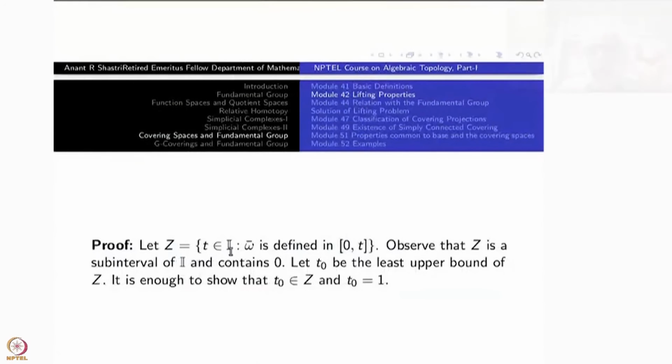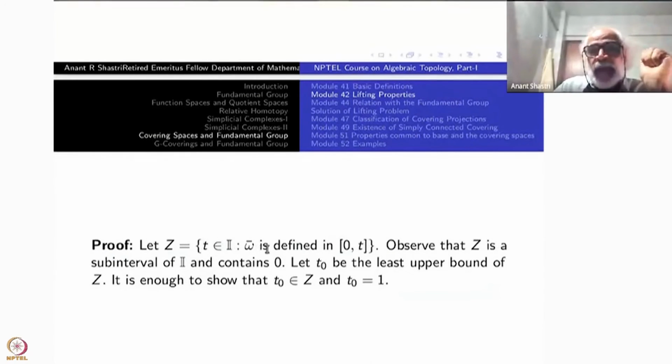Define Z to be all points t inside I such that omega bar is defined up to 0 to t. Omega bar of 0 has to be this X bar that we have chosen. Then it is defined up to t means there is a function from 0 to t into X bar such that P composite that is equal to omega. Observe that Z is a subinterval, because if some point belongs to that, 0 to t will belong to that. So it is an interval and contains 0. 0 is already there because X bar is there. 0 to 0 is just a closed interval. Omega is defined already.